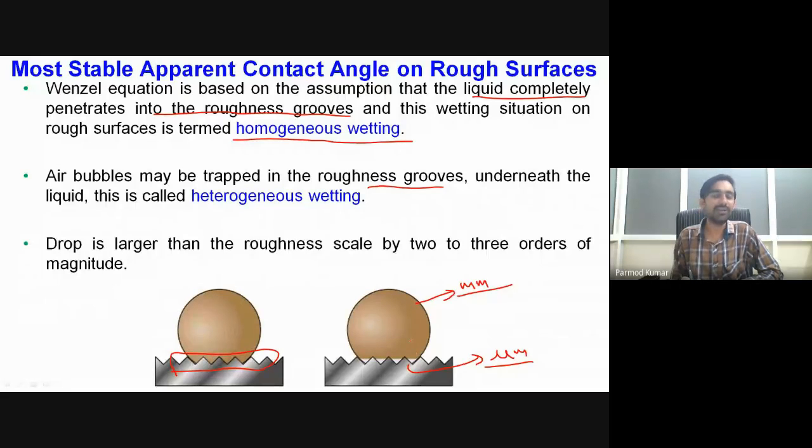Okay, so particularly this type of wetting situation is referred to as heterogeneous wetting. Now, in our previous slide we have discussed the Wenzel equation. The applicability of the Wenzel equation is only for larger drops, and particularly this equation is applicable when our drop is 2 to 3 orders of magnitude larger in comparison to the magnitude of the roughness.